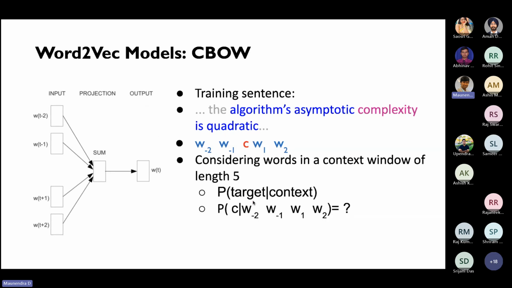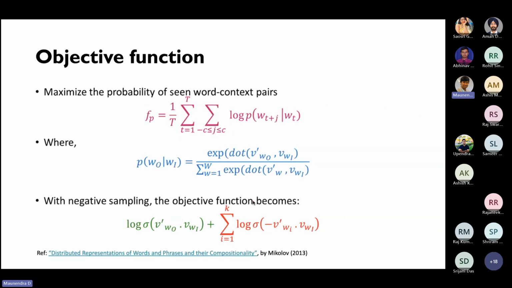So based on this, we can actually come up with the objective function. The very first objective function looks like this. What does it tell? It says that you maximize the probability of seen word context pairs. Seen word context pairs means from the training data. So by looking at this, can anybody suggest which model this is the objective function for, skip-gram or continuous bag of words? Continuous bag of words.